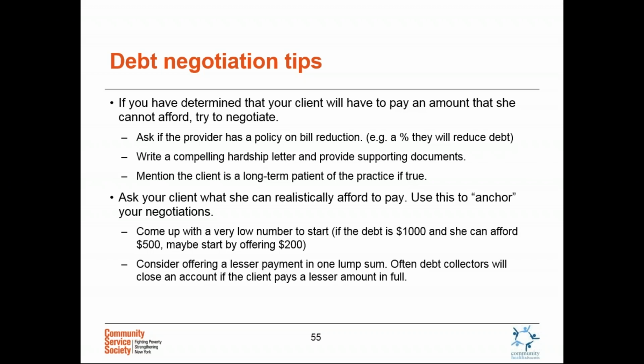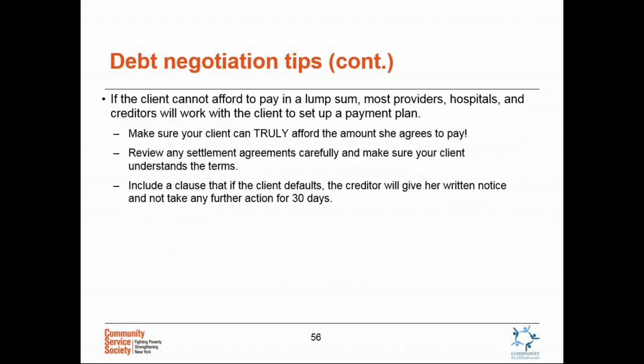Consider offering a lesser payment in one lump sum, as opposed to monthly payment plans. Often debt collectors will close an account if the client pays one time for a lesser amount, as opposed to payment plans over a long period of time, like very low payment plans. We're talking like $5, $10. A lot of debt collectors will not accept something like that, but they might accept a lump sum payment that's a lot less than the full amount.